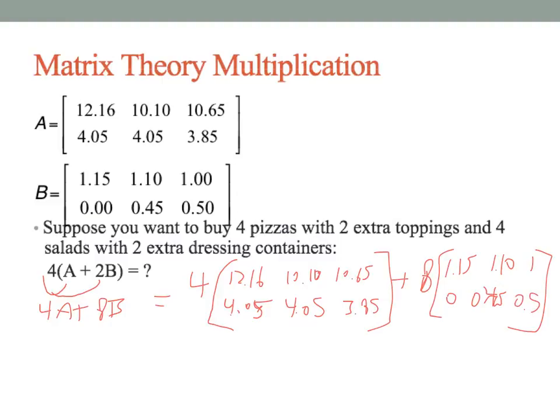Okay, and from here, I'm not going to finish this because really all you have to do is multiply the numbers out. So, for example, we would need to do 4 times 12.16 to get that element, and then 4 times 10.10. So just 4 times all of these to make a matrix, and then 8 times each one of these. And in the end, since they're both 2 by 3 matrices, we can just add them together to get a total cost for everything.